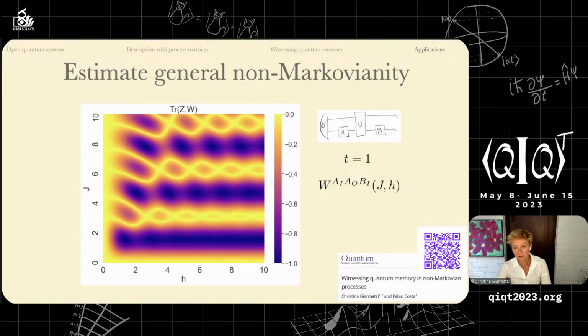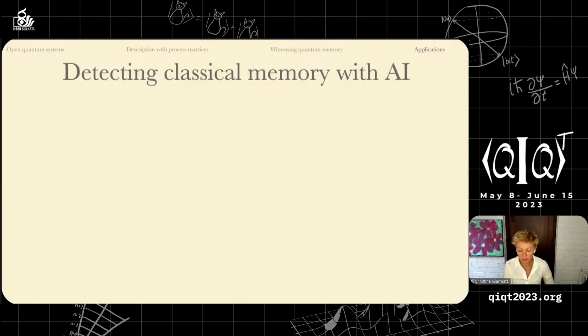So there are only two more experiments and we're done. So it's quite early. Detecting classical memory with AI. That was the first experiment.